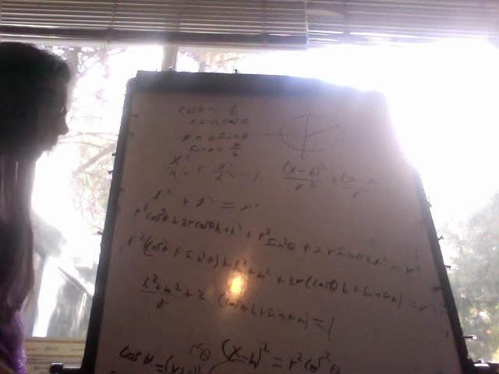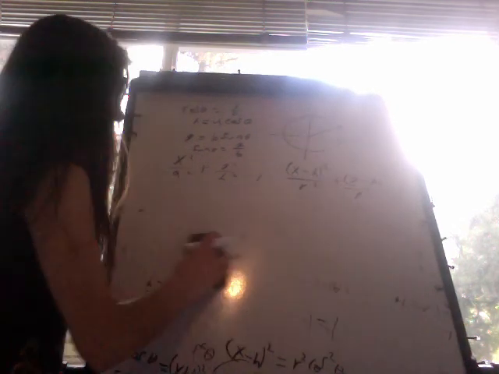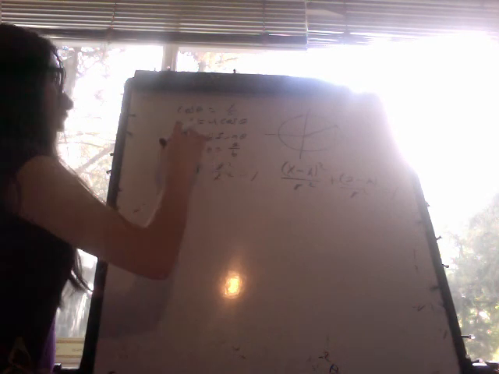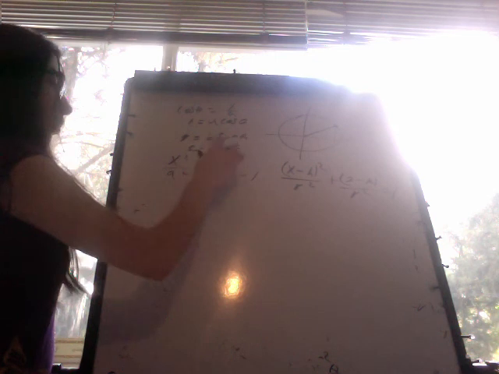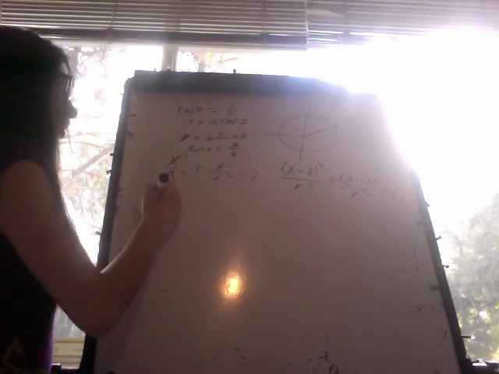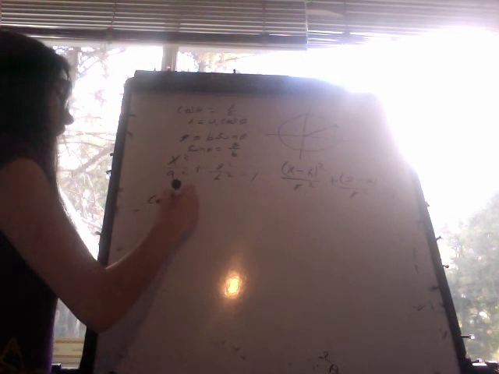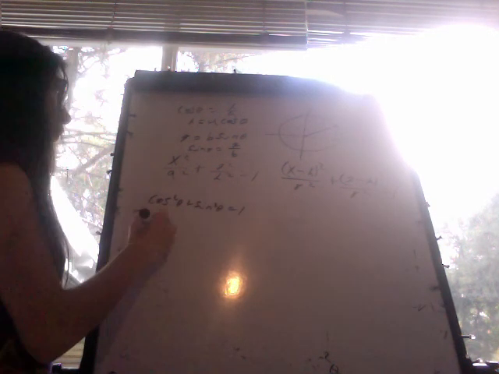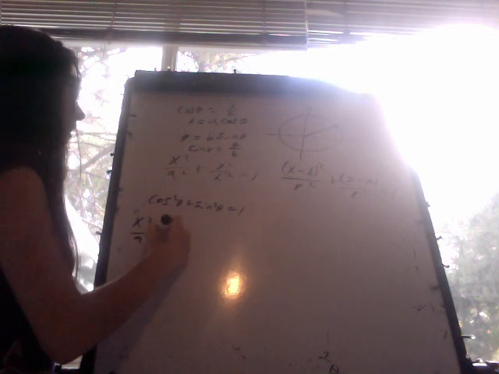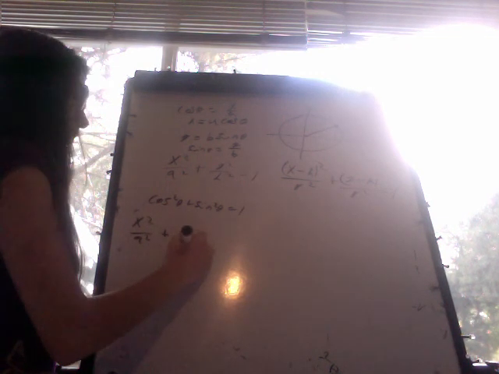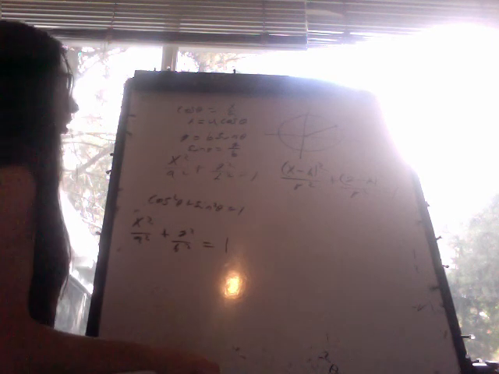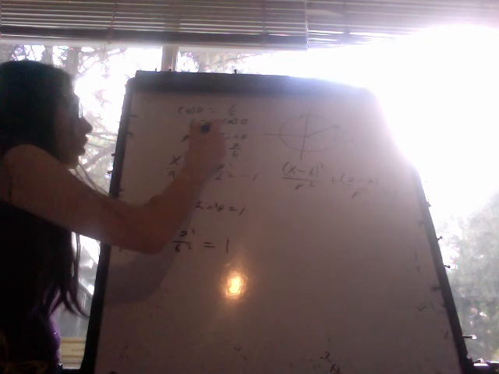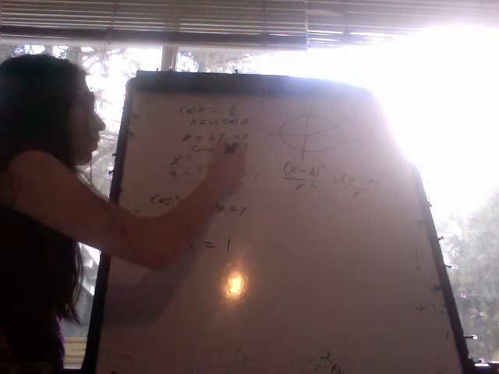Now for the ellipse. So we have cosine theta equals x divided by a, and sine theta equals y divided by b. So we have cosine squared of theta plus sine squared of theta equals 1. So x squared divided by a squared plus y squared divided by b squared equals 1. So we know that the parametrization of an ellipse centered at the origin is x equals a cosine theta and y equals b sine theta.